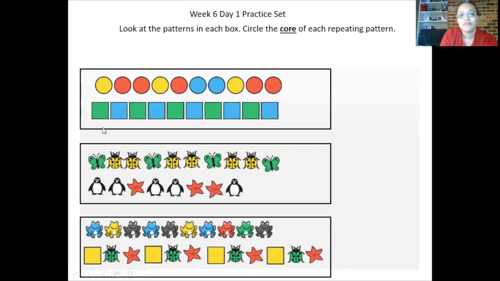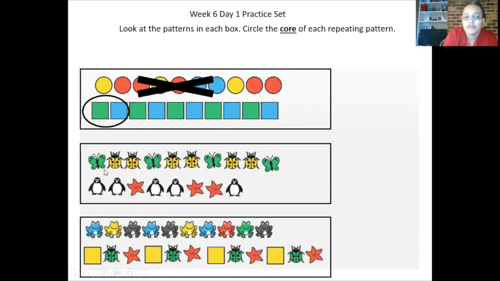Let's try this one. Green, blue, green, blue, green, blue, green, blue, green, blue. This is a color pattern. So what part in the color pattern repeats over and over again? Right. Green, blue. This is the part that repeats. So we found the core of this repeating pattern. So do we need this one any longer? Nope. Don't need this one anymore.